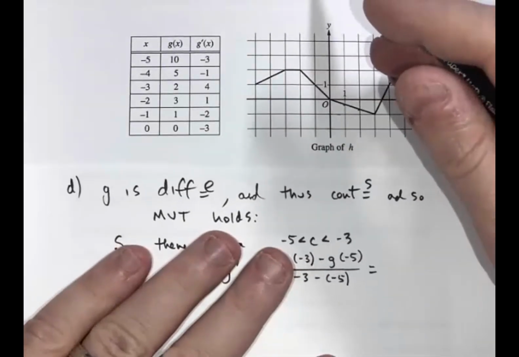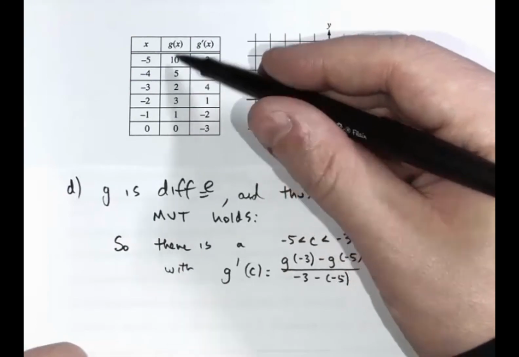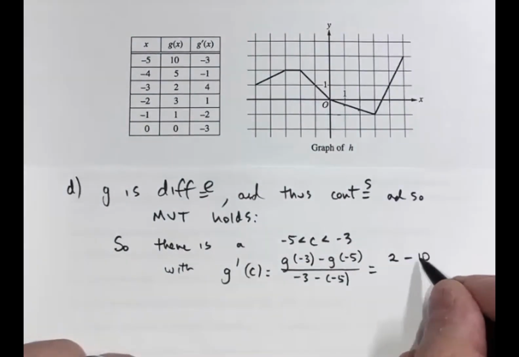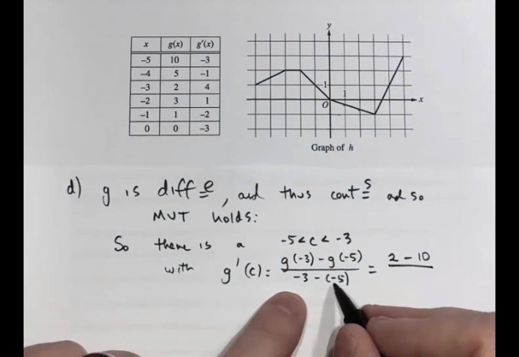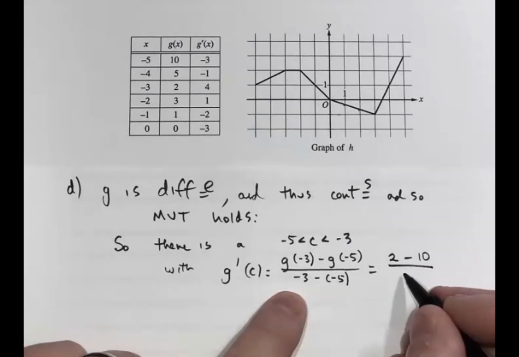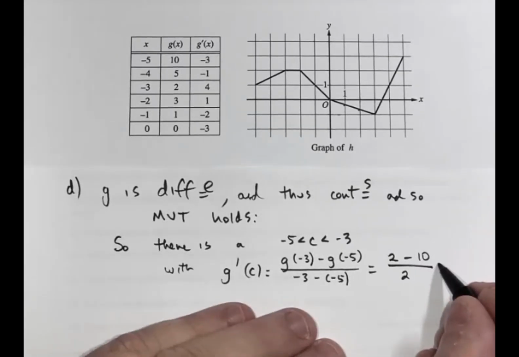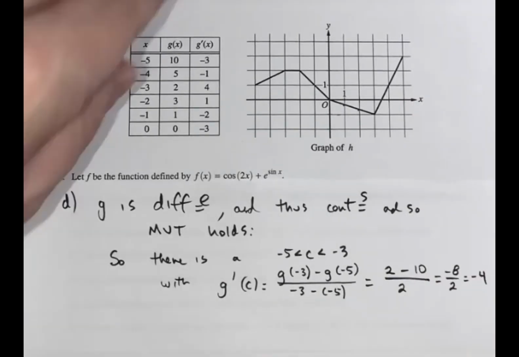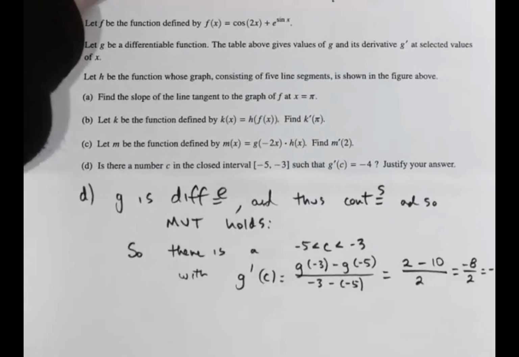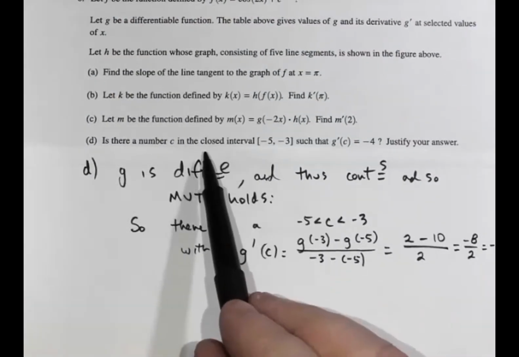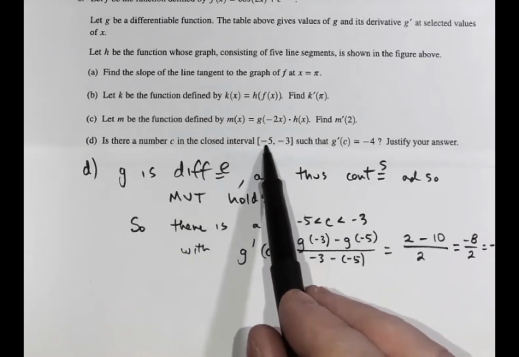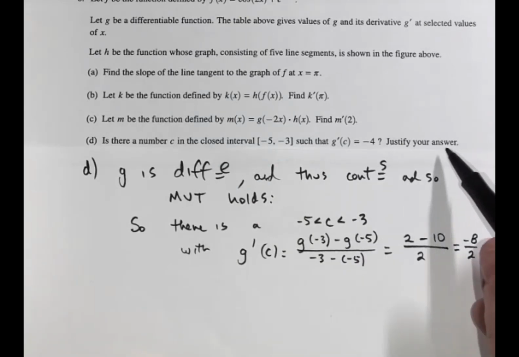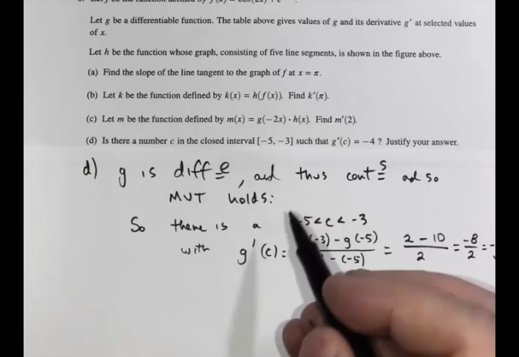Okay, what is g of negative 3 and g of negative 5? Well, g of negative 3 is 2, g of negative 5 is 10, and that's over negative 3 minus negative 5, so that's negative 3 plus 5, which is 2, and then 2 minus 10 is negative 8 over 2, and so that's equal to negative 4. So if I go back to the problem, is there a number c in the closed interval negative 5 to negative 3 where g prime of c equals negative 4? The answer is yup. Justification is by the mean value theorem.